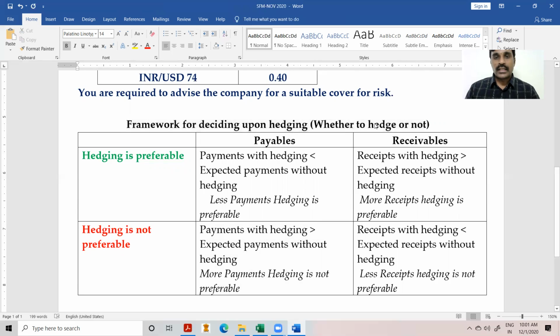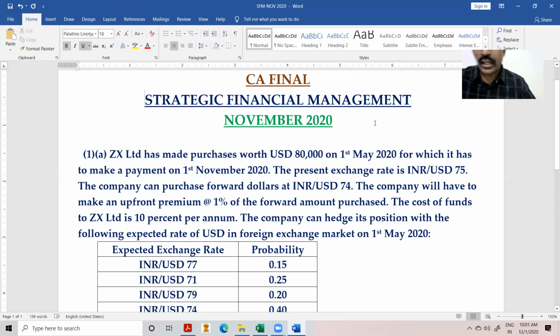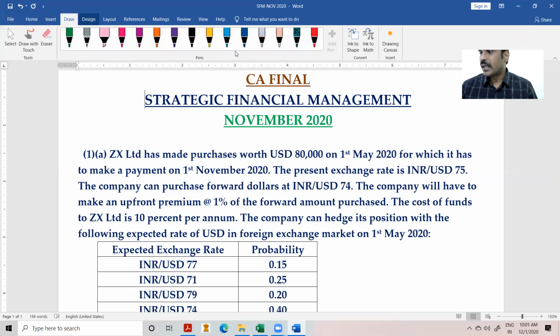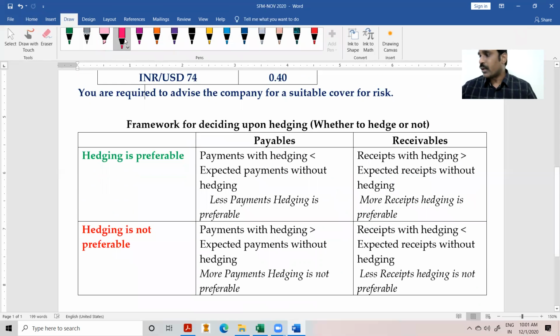We have to look at whether it is receivables or payables. Here in this question, ZX Limited has purchased the goods, so it has to make a payment. Therefore, it is a payable. Since it is a payable, for the time being we'll ignore the receivables and focus only on payables. So we have to calculate payments with hedging and expected payments without hedging. Based on that, we'll decide whether to go for hedging or not. So payments with hedging. What are the hedging strategies?